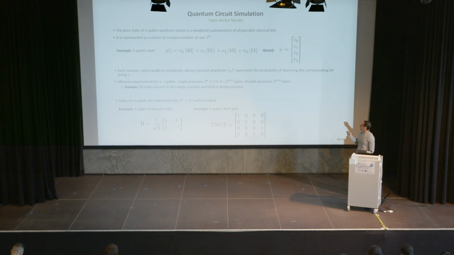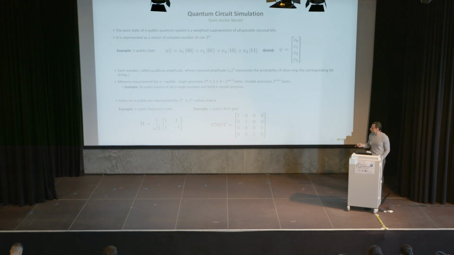Similar to how states are represented by vectors, gates are represented by matrices, and a gate on n qubits would be represented by a 2^n times 2^n matrix. So for example, a 1-qubit gate like the Hadamard gate would be represented by a 2x2 matrix, while a CNOT gate, which is a 2-qubit gate, would be represented by this 4x4 matrix.